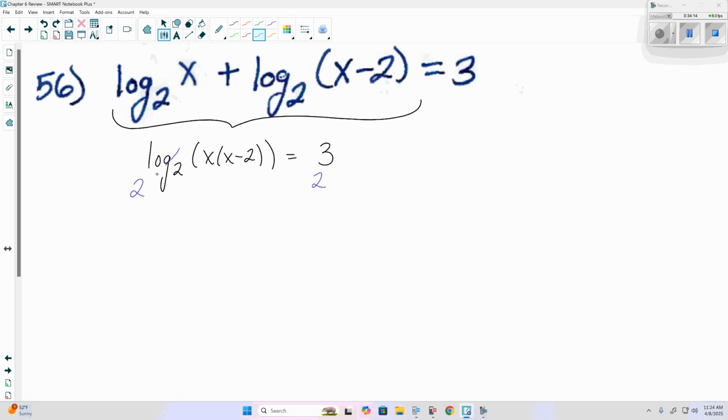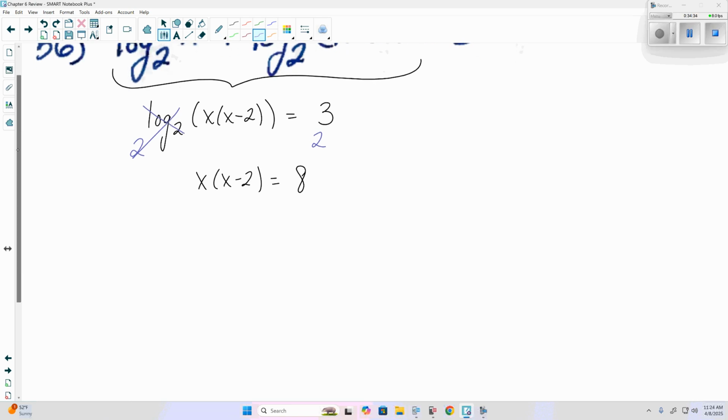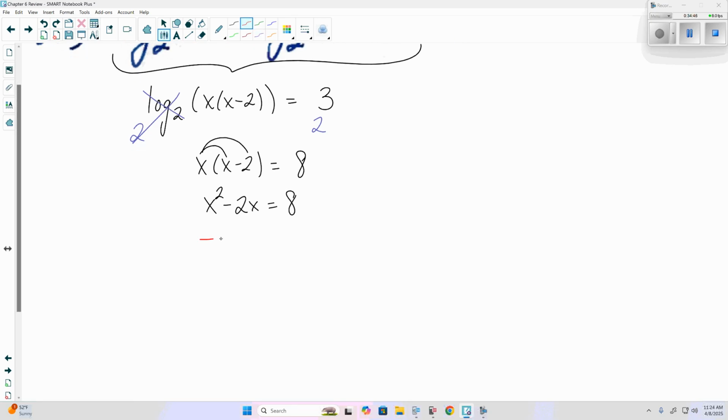We put both sides to the base of 2, to get the x out of the exponent. And 2 to the third is 8. On the left-hand side, we'll distribute our x, giving us x squared minus 2x equals 8. Since we do have an x squared and an x term, we do need to get this equation equal to 0.